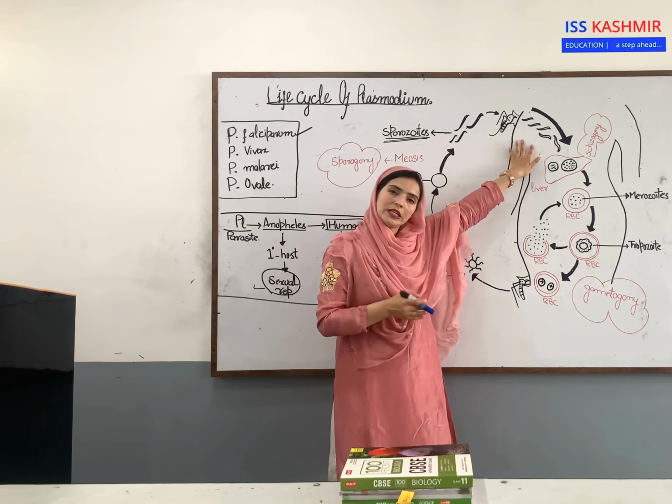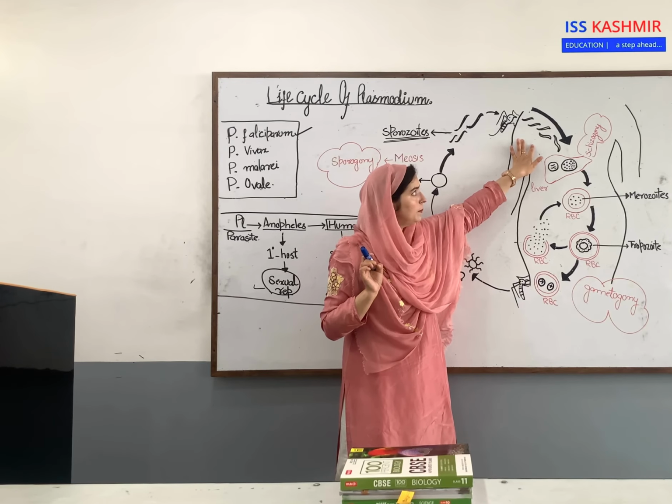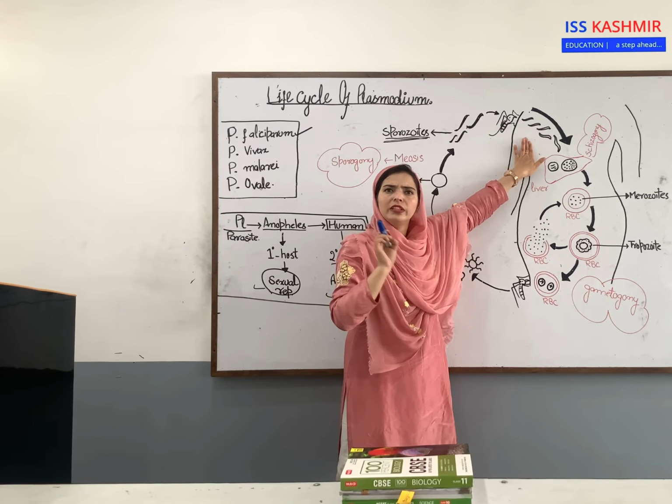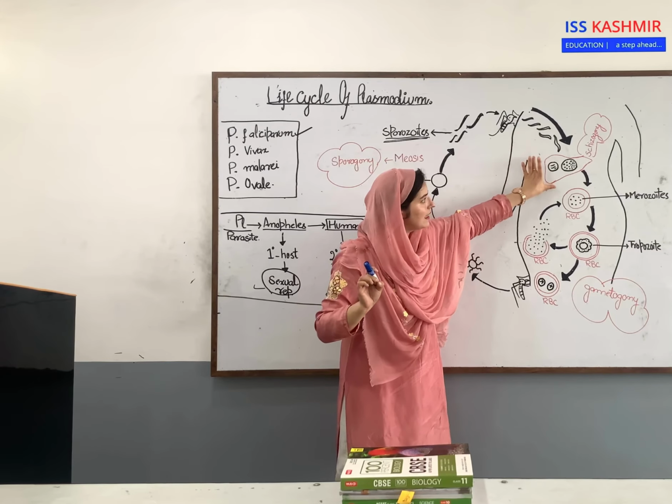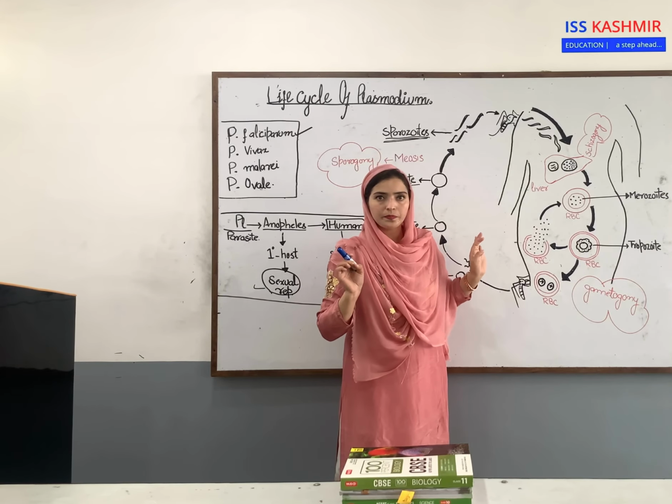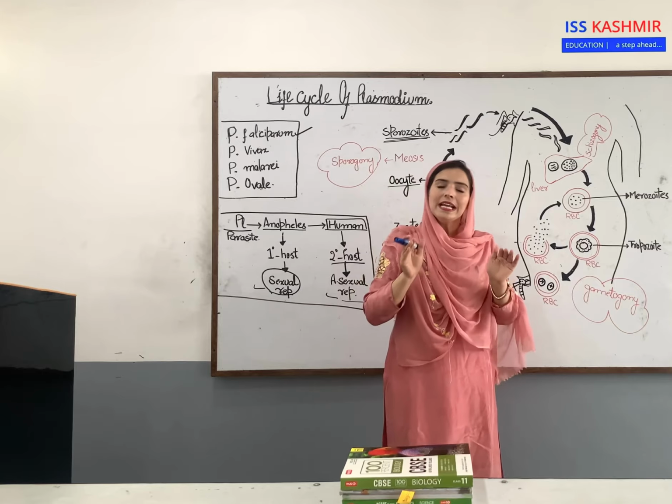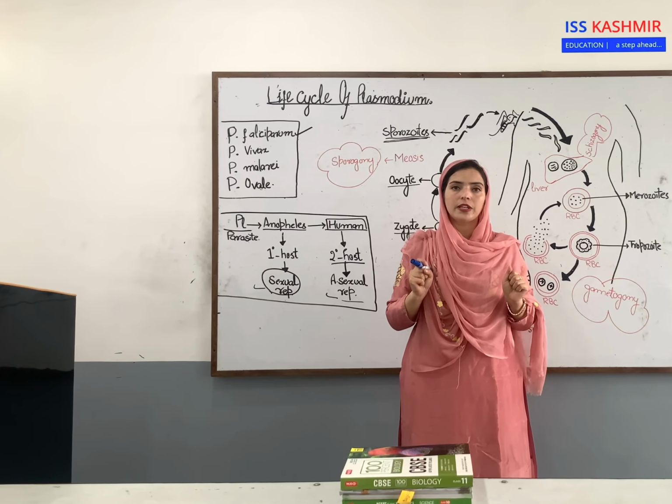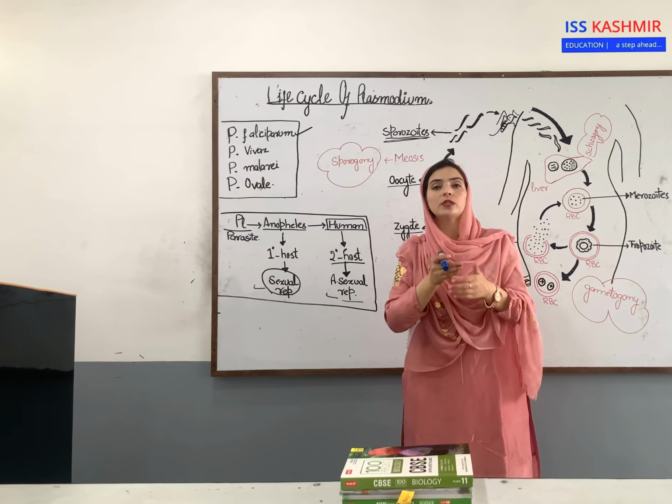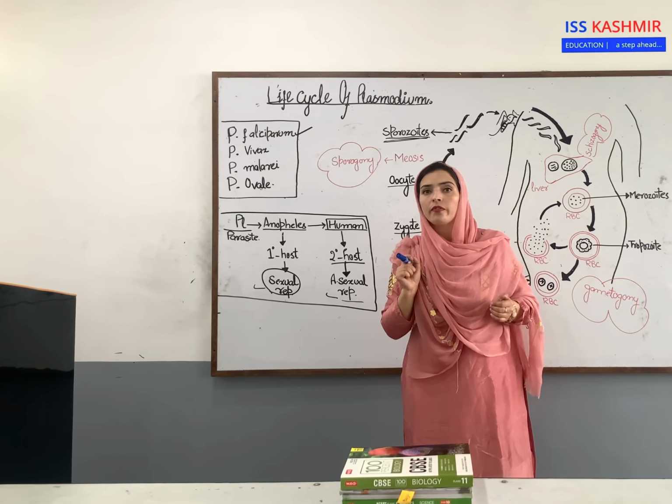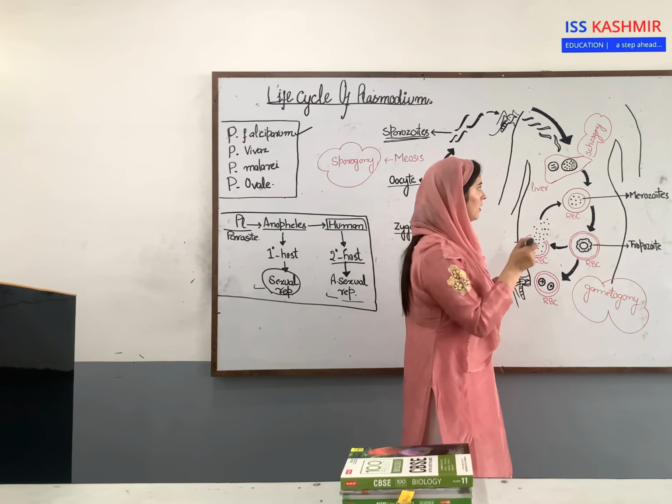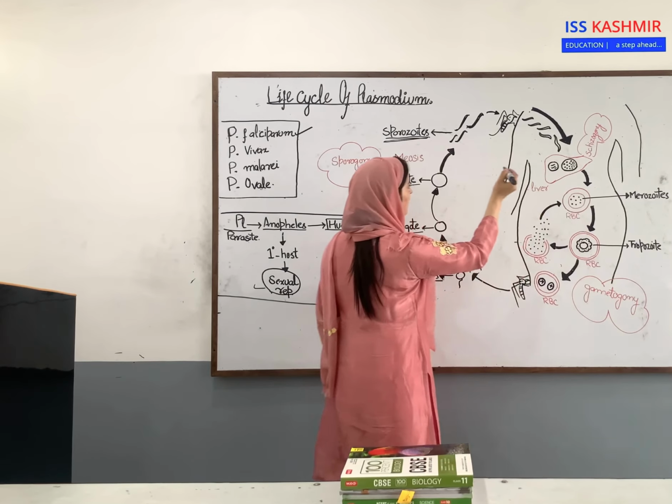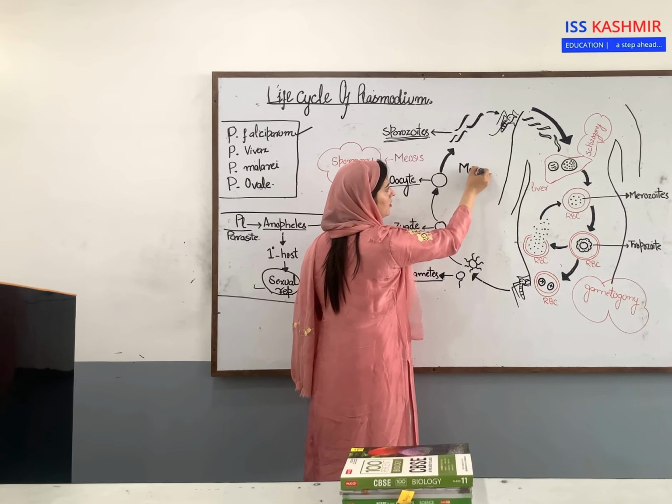Once the sporozoite is inside the body of the human being, the sporozoites, without any further delay, directly attack the liver. Inside the liver cells, they stay for a very long period of time and begin to reproduce asexually. Which mode of asexual reproduction is employed here? We call that asexual mode of reproduction multiple fission.